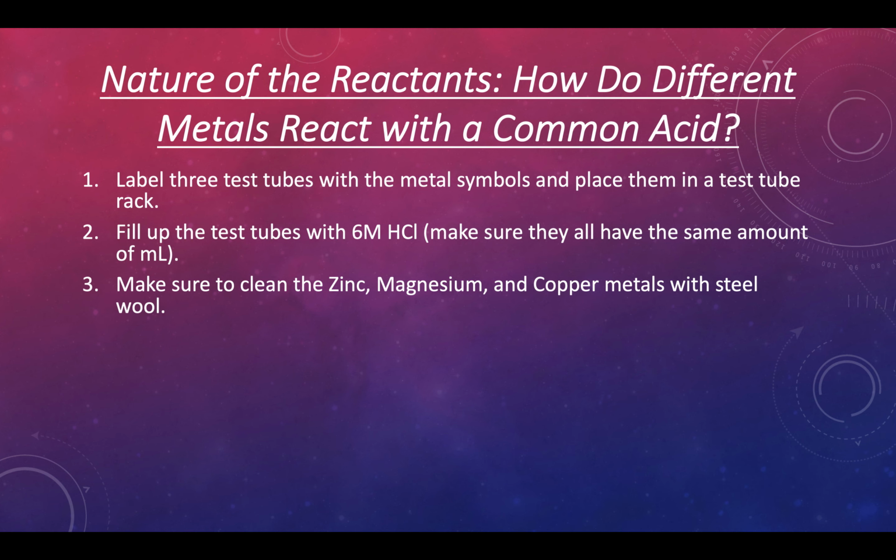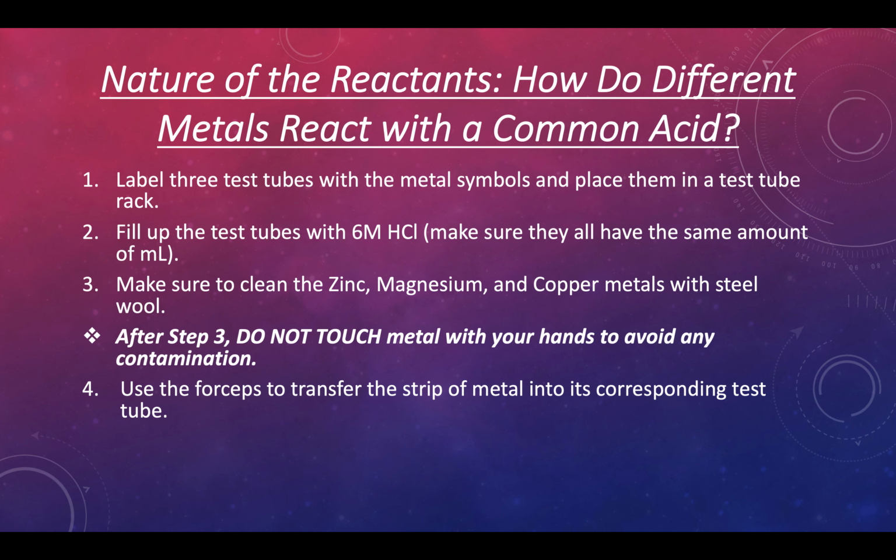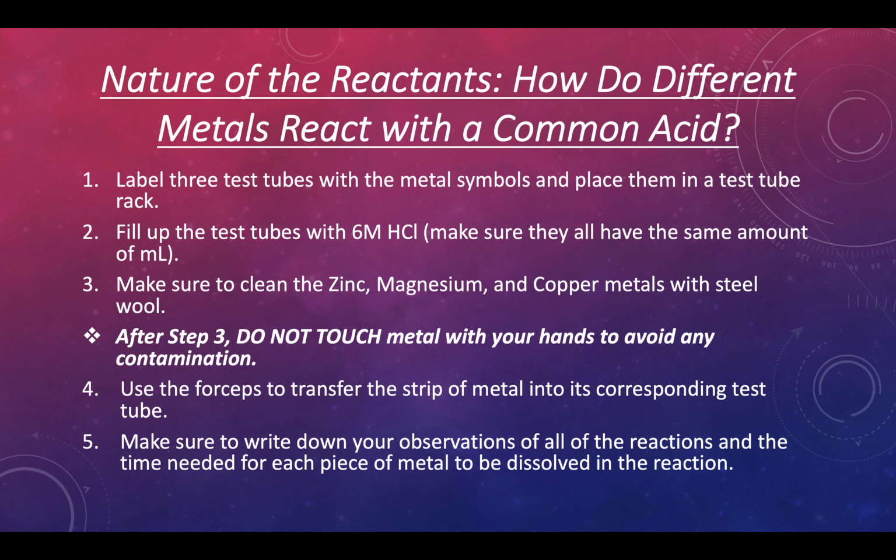Step 3, we have to make sure to clean the zinc, magnesium, and copper metals with steel wool. And after step 3, do not touch the metal with your hands to avoid any cross-contamination. Step 4, we will be using the forceps to transfer the strip of metal into its corresponding test tube. And for step 5, we have to make sure to write down our observations of all the reactions and the time needed for each piece of metal to be dissolved in the reaction. I will not be showing the time needed for it to be dissolved, just because I want to show more so my observations.